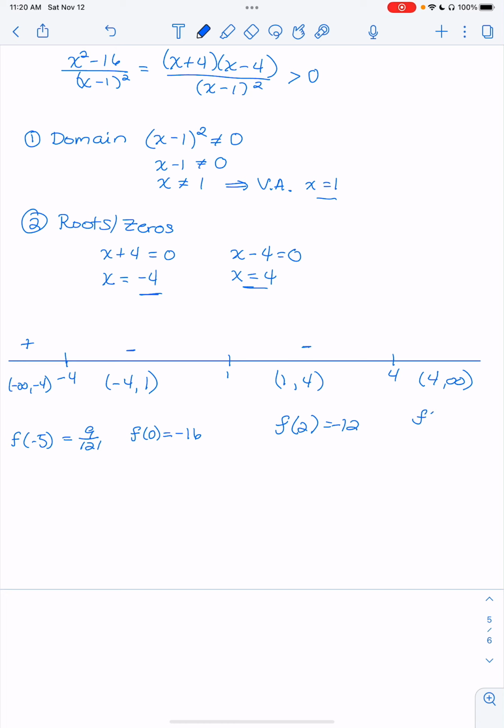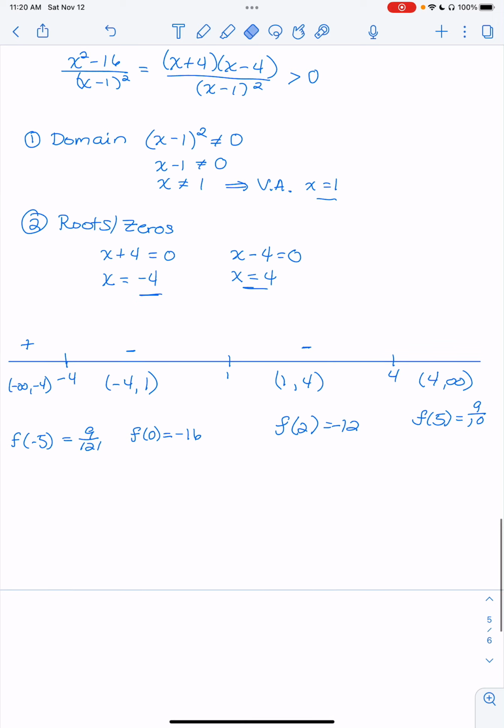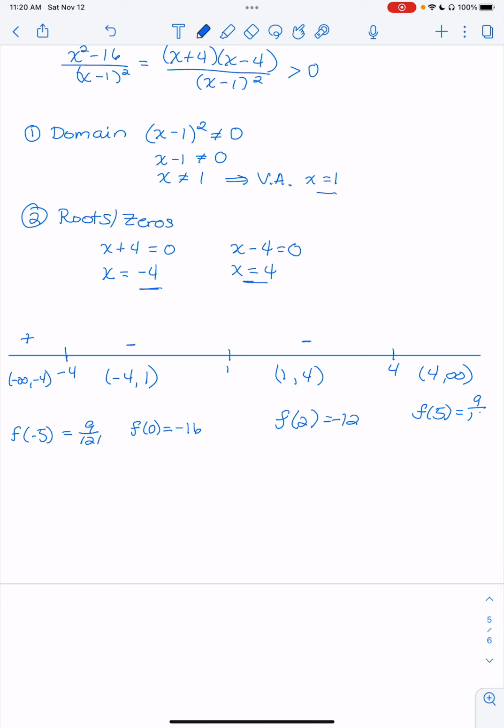And finally, if I look at f of 5, that's equal to 9/16, sorry, that's my bad writing that down. 9/16, but that is indeed positive. So what I'm seeing is that in this range right here, and in this range right here, I'm positive, right? And since I just want greater than 0, I'm just looking for anything greater. So I'm not going to include those points at negative 4 and 4. Those are roots, so f of x actually equals 0 at those points.